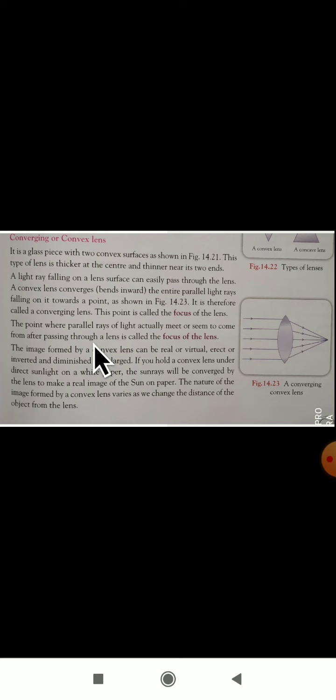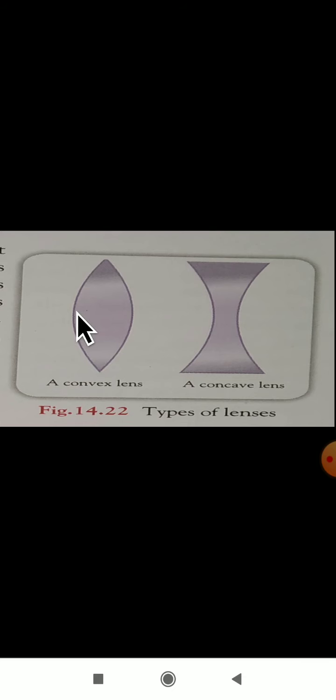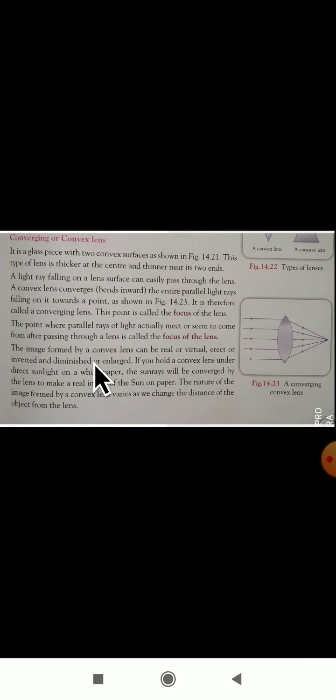It is a glass piece with two convex surfaces. This type of lens is thicker at the center and thinner near the two ends. Here also they are telling what a convex lens is. A convex lens is a type of lens that is thicker at the center and thinner near the two ends. You can observe here, thicker at the center and thin at the two ends.